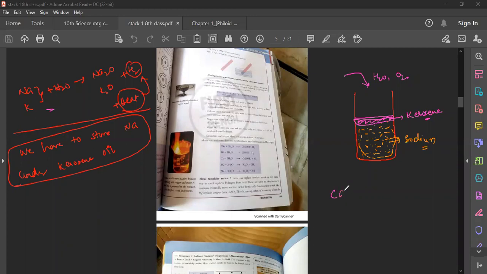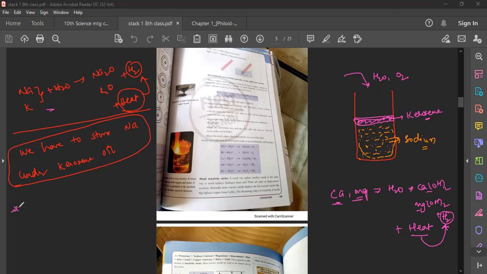But when you take calcium or magnesium, they will also react with water and produce calcium hydroxide or magnesium hydroxide, but they liberate only a small amount of heat. Calcium and magnesium react with normal water. So they will form calcium hydroxide and magnesium hydroxide along with hydrogen gas.